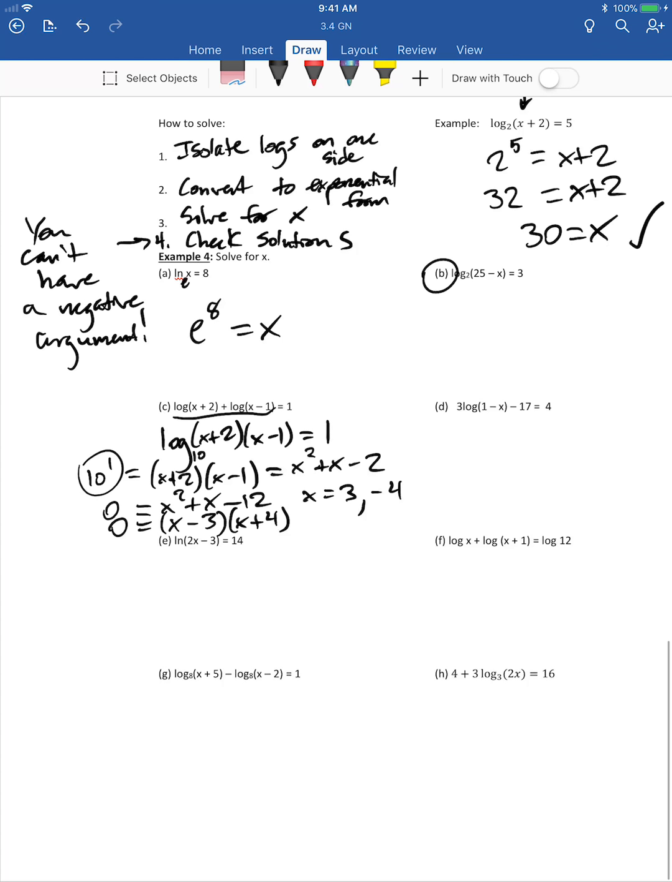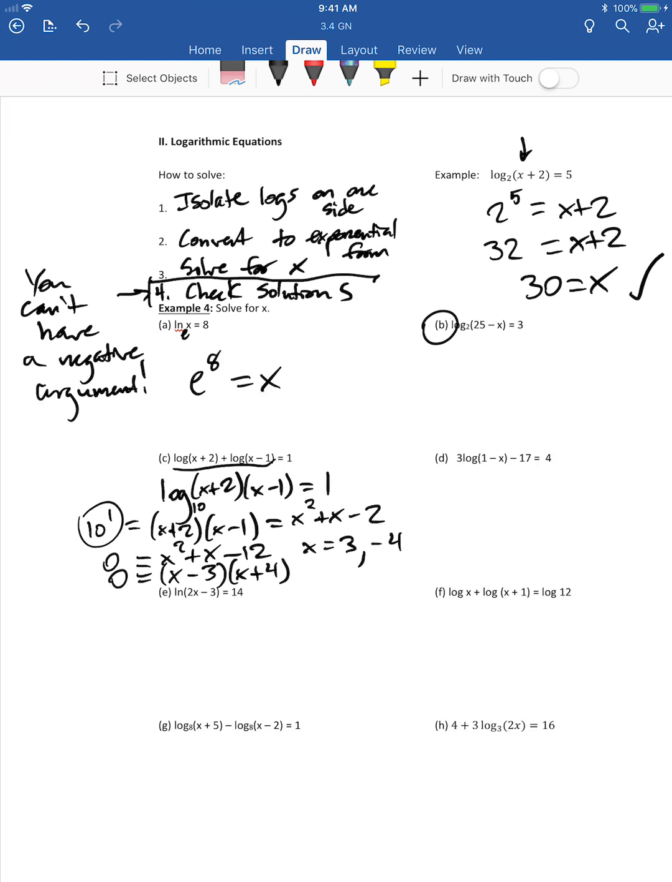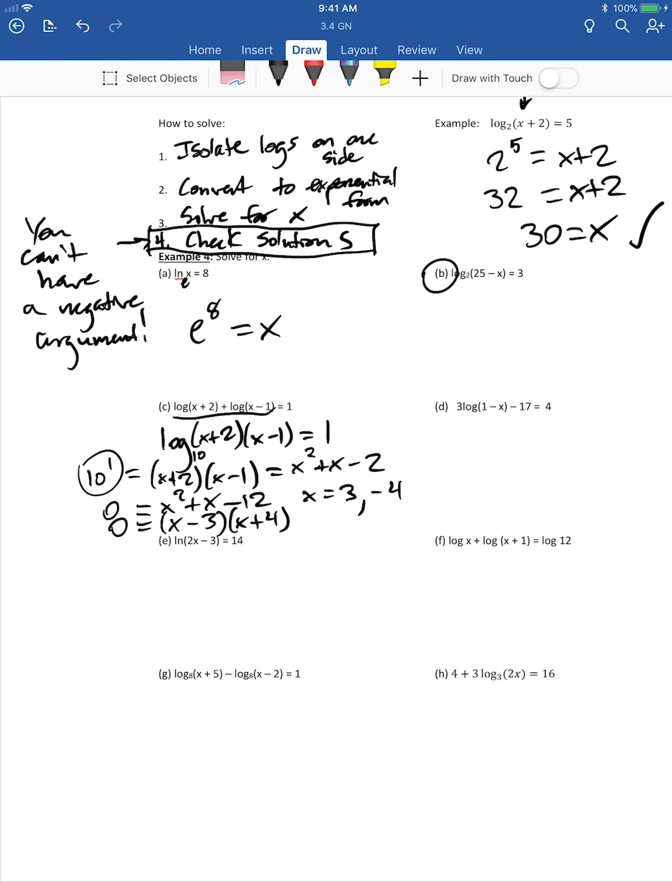However, my last step is to check my solutions. I cannot have a negative argument in a logarithmic function. If I plug in 3 for x, I will have the log of 5 plus the log of 2. That's good. If I plug in negative 4, I will have the log of negative 2 plus the log of negative 5. That is not okay. Not okay. That makes no sense at all. So I have to throw out that second answer, and I'll have x equals 3 as my solution.